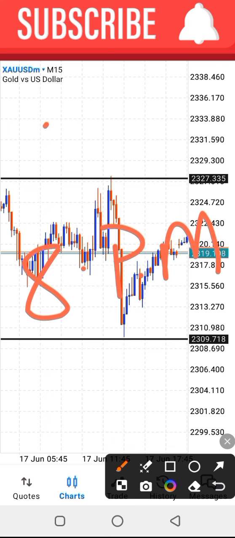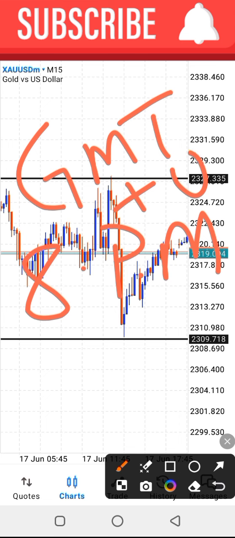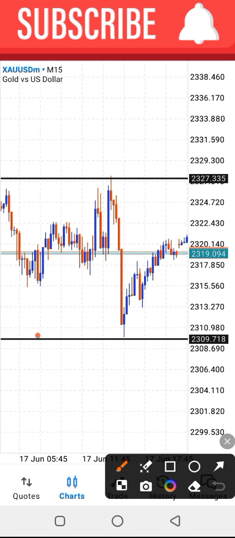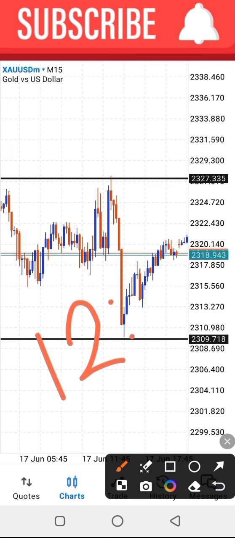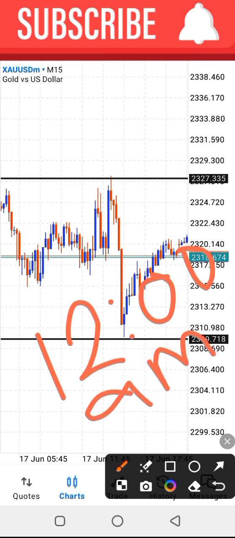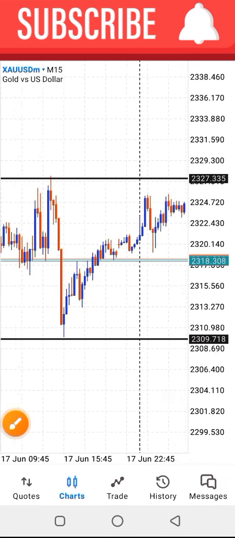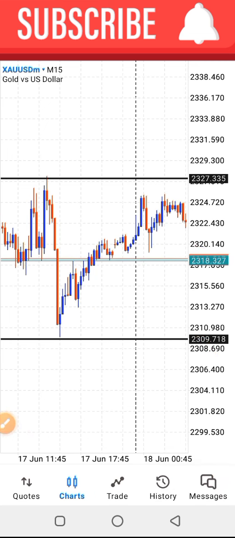If your time zone is GMT plus 0, then it's going to be 12 a.m., which is midnight. If your time zone is GMT plus 1, then it's going to be 1 a.m. But if you are using New York time, then it's 8 p.m.